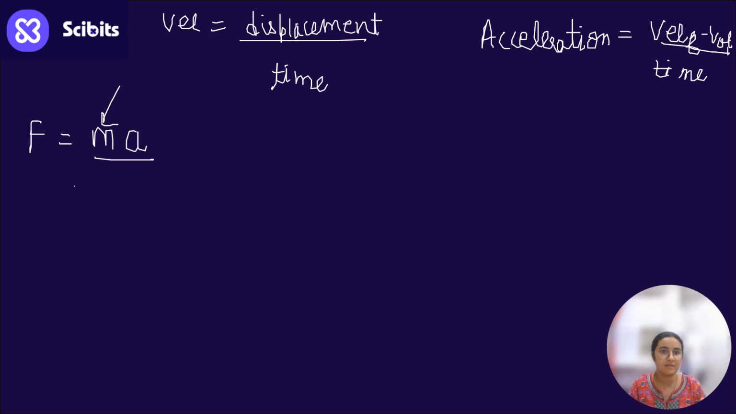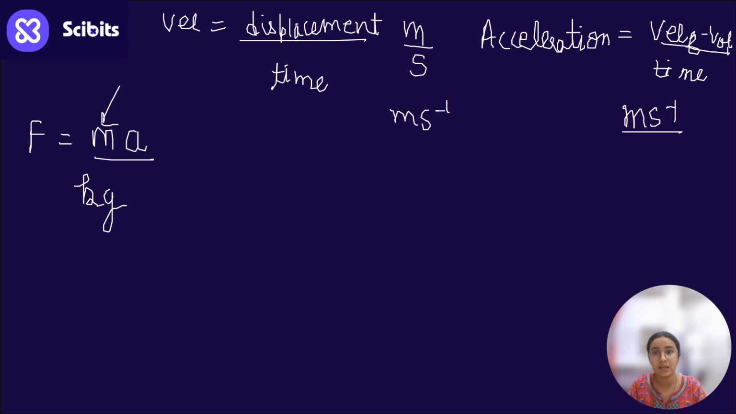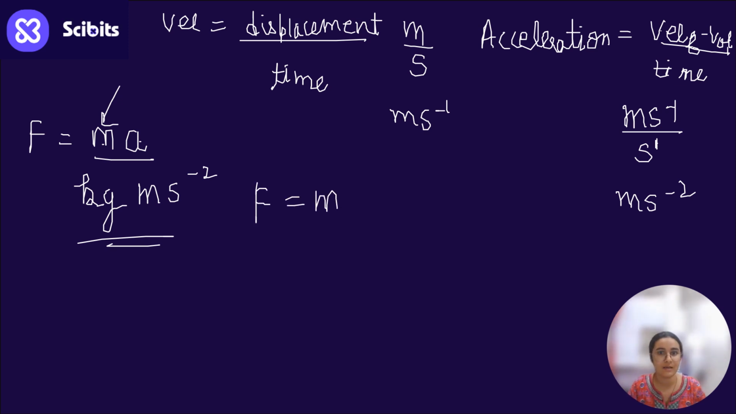So the unit of mass is kilogram, velocity is meter per second, and time is second. Velocity has meter per second, and time has second. One is plus here, so it will be minus, that is m s^-2. In the same way, for mass it's kilogram, and for acceleration it is m s^-2, right? The formula of force is mass into acceleration.